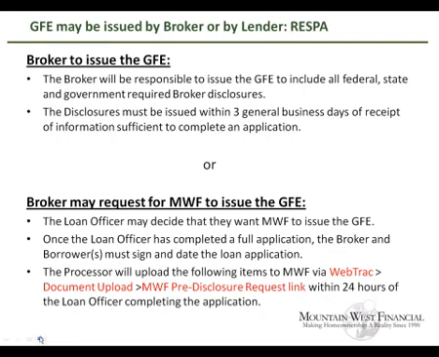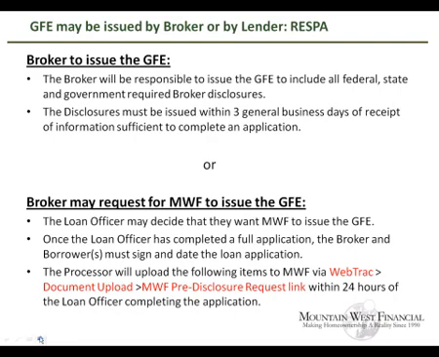Okay, now, if the broker is to issue the GFE, the following items will be needed. The broker will be responsible to issue the GFE to include all federal, state, and government required broker disclosures. The disclosures must be issued within 3 general business days of receipt of information sufficient to complete the application. Or the broker may request for Mountain West to issue the GFE. The loan officer may decide that they want Mountain West to issue the GFE.